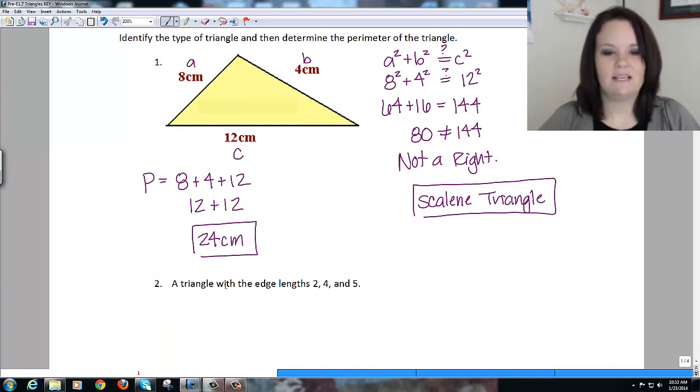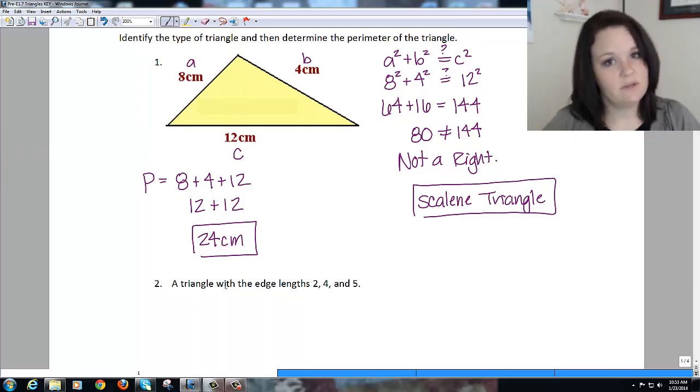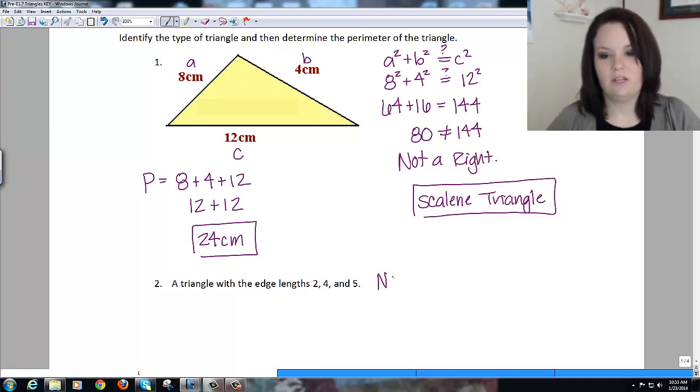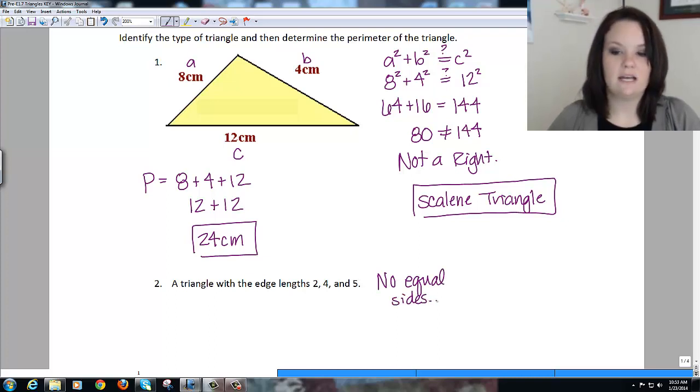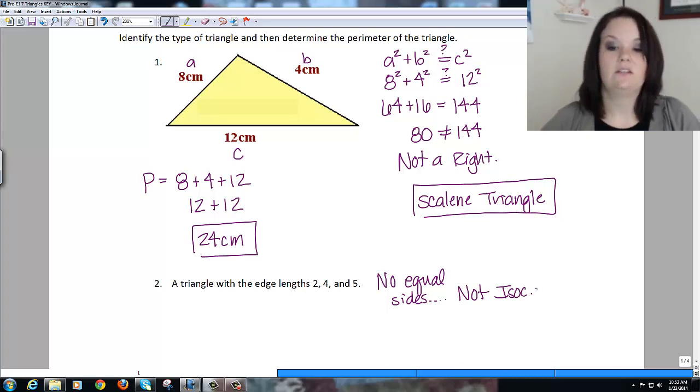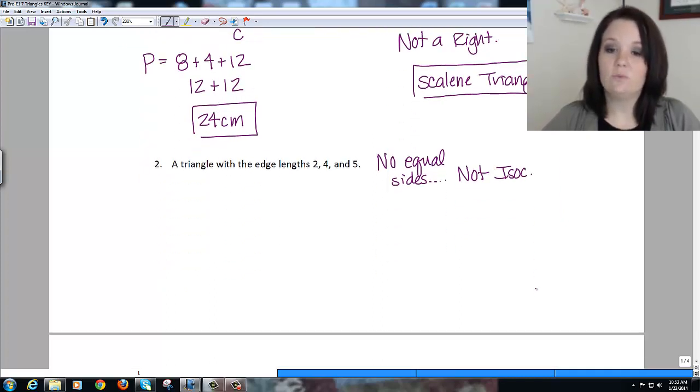On the second one it says we have a triangle with the edge lengths 2, 4, and 5. Now we don't actually have a picture, but we know we have the lengths. So notice none of these sides are equal, so I'm going to put over here no equal sides. If we have no equal sides, then we know it's not isosceles. So then we want to go ahead and check to see if it's a right triangle. To check and see if it's a right triangle, I check the Pythagorean Theorem.